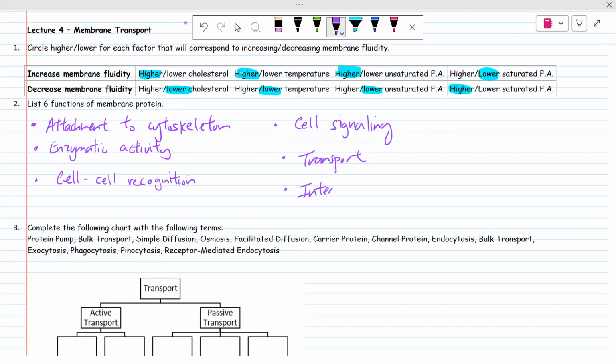And something called intercellular junction. It just means stapling two cells together. Please memorize at least four of them. You don't have to explain, you just have to remember what they are.